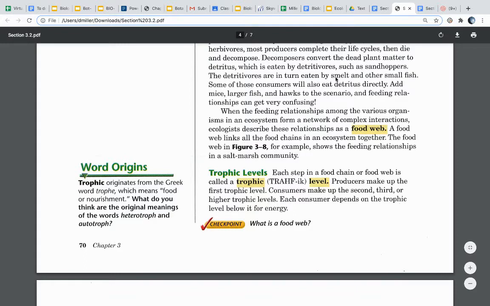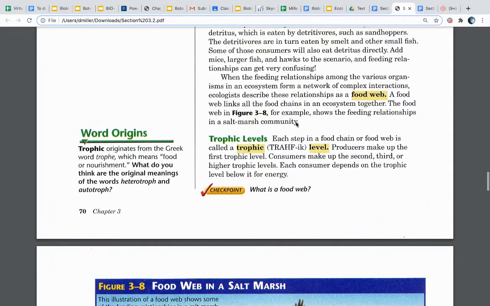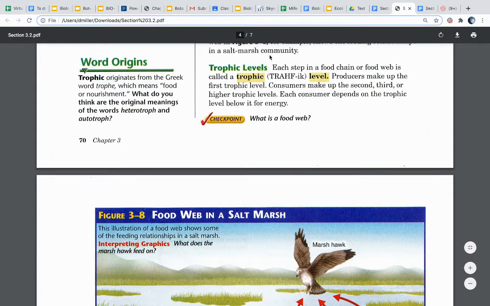The detritivores are in turn eaten by smelt and other small fish. Some of those consumers will also eat detritus directly. Add mice, larger fish, and hawks to the scenario, and feeding relationships can get very confusing. When the feeding relationships among the various organisms in an ecosystem form a network of complex interactions, ecologists describe these relationships as a food web. A food web links all the food chains in an ecosystem together. The food web in Figure 3.8, for example, shows the feeding relationships in a salt marsh community.